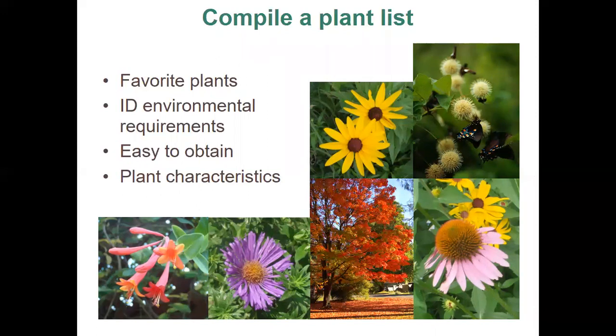ID the environmental requirements. If they're sun, shade, if they're a water-loving type plant, if they're xeriscape, they prefer to be dry. Get some of those plants that are easier to obtain. Now, not all garden centers, box stores, nurseries are going to have every plant that you want, so you may have to go hunting for some of these. And also, view the different types of plant characteristics.